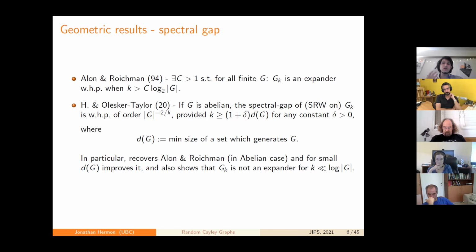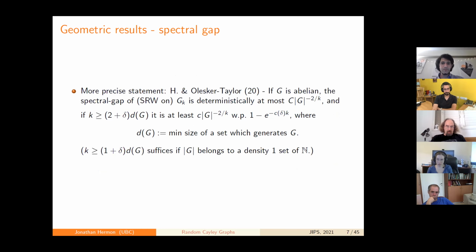The exact expression is not very important, but in particular, we see that this vanishes when K is of smaller order than log of the size of the group. So we don't get an expander if K is smaller than logarithmic. But this refines to a certain degree the Alon-Roichman theorem. In particular, it allows you in many cases to say something even when K is epsilon times log n. So it's a certain refinement. If you're interested, you can read later this more precise statement.